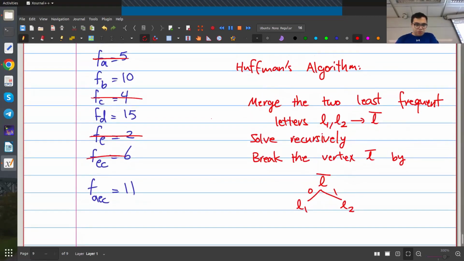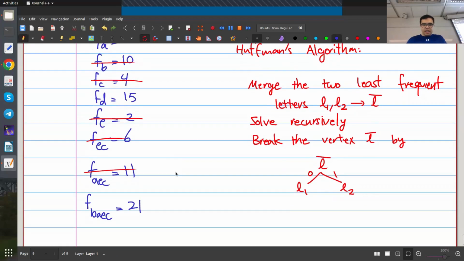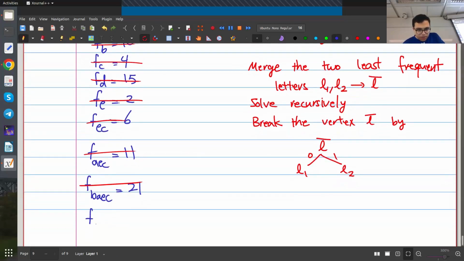Now, again, take the two with the least frequency, so that's B and AEC. Merge them into one, so F of BAEC is 21. Again, take the two and merge them into one. So this is F of, what was that one? D. So DBAEC, and it's 21 plus 15, 36, right? Okay. Now at this point, I'm happy because I have only one letter, DBAEC, right?